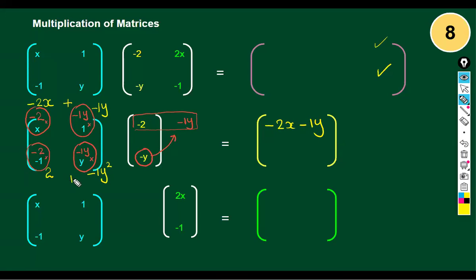To get the underneath answer, 2 plus minus 1y squared, a plus and a minus is a minus. So we end up with 2 minus 1y squared. Once again, we cannot do anything. We cannot squish them together. So our first two answers are minus 2x minus 1y, and the other one is 2 minus 1y squared. I know it looks weird, but that's the answer.